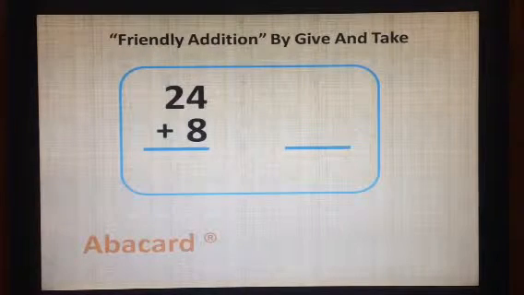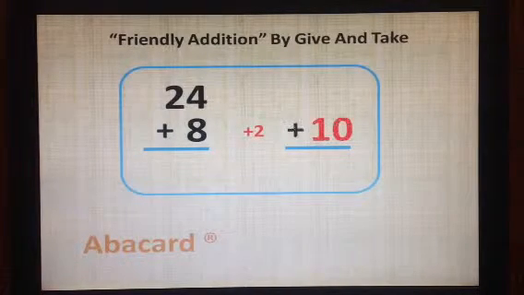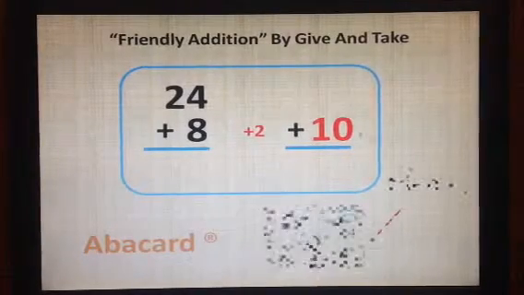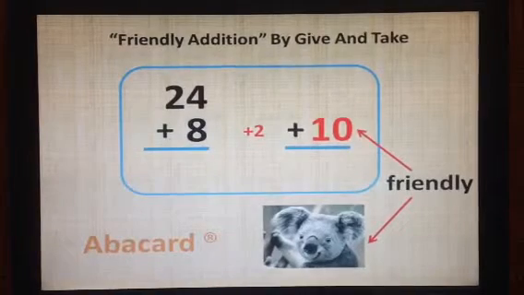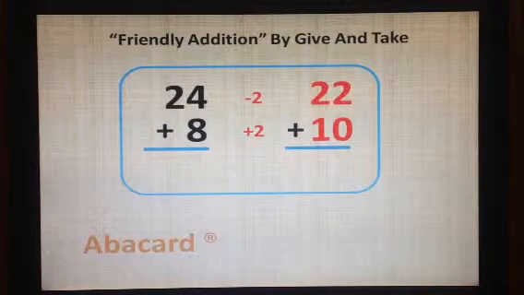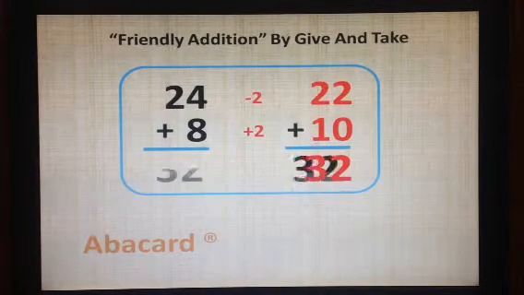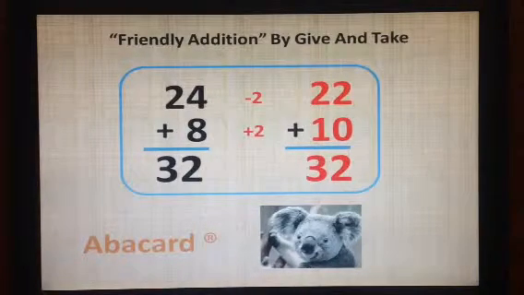24 plus 8. What are we going to do with this? Well, let's make that 8 friendly. Woohoo! We did it, didn't we? But then if we added an extra 2 at the bottom, we got to take away a 2 at the top. And what do we have here? Beautiful. Wow. See how fast you can do that.